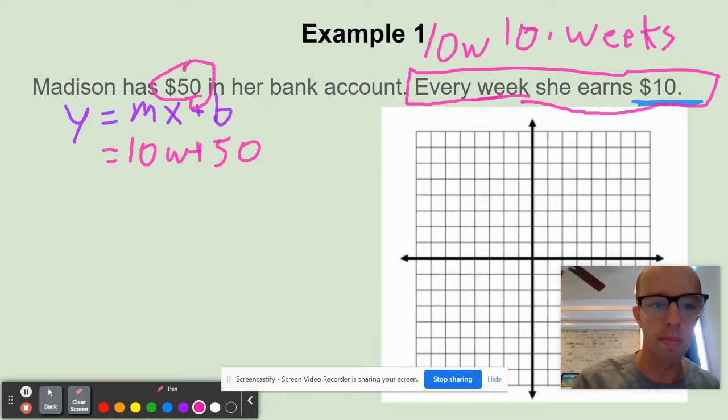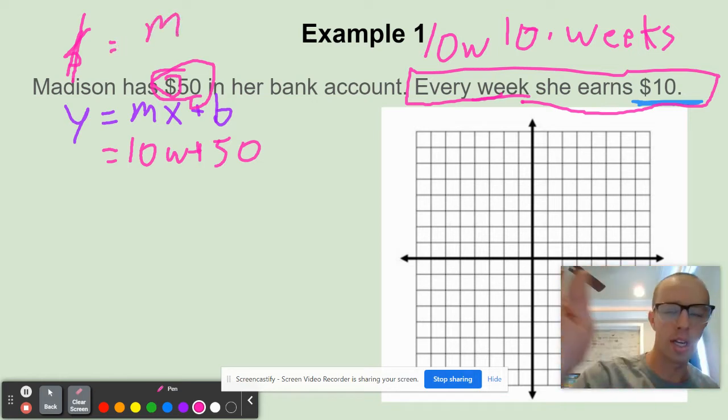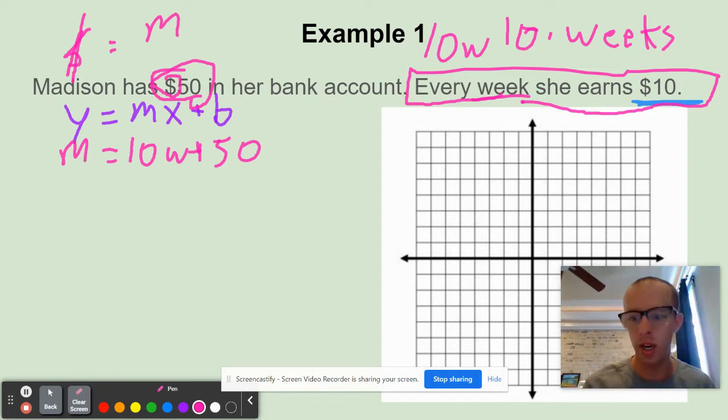All right, so now I just need a variable that represents my y. Well, I know we're talking about money here, so I could use a dollar sign to represent the total here, or I could use M for money. I don't care what we use. I'm going to use M. So M now stands for money, Madison's money, and W stands for the amount of weeks that have gone by. And now I have an equation. Madison's total money, M, is equal to 10 times the amount of weeks plus 50.